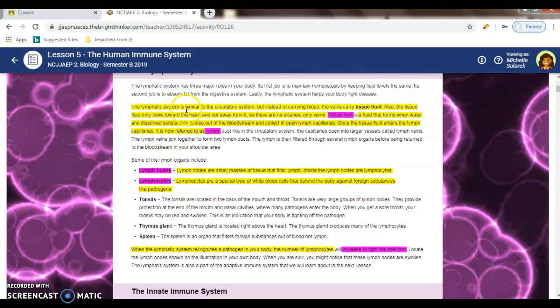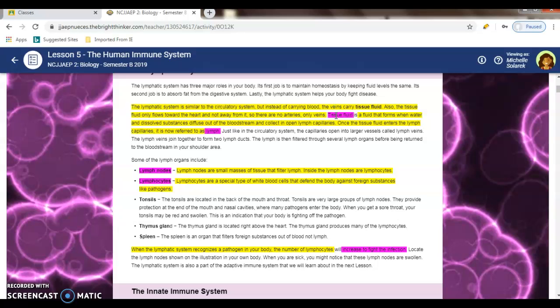So with the lymphatic system, it is similar to the circulatory system, but instead of carrying blood, the veins carry tissue fluid. The tissue fluids only flow towards the heart and not away. That's different from the circulatory system. With that being said, the lymphatic system has no arteries, only veins.